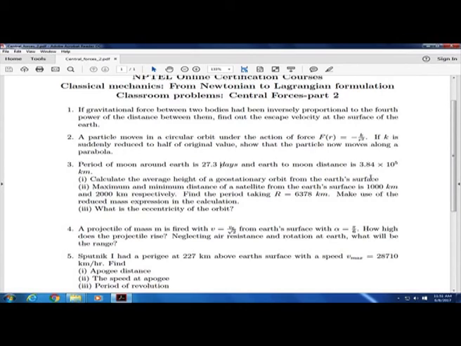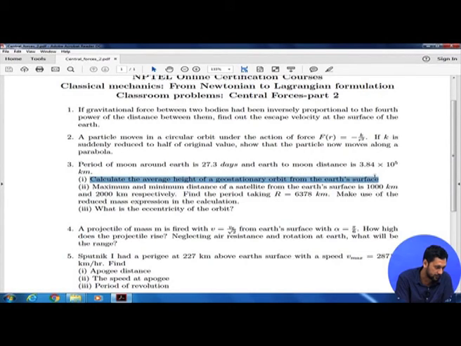Okay. So, problem number 3: the period of the moon around the earth is 27.3 days, and the earth to moon distance is 3.84 into 10 to the power 5 kilometers. Okay. So, there are 3 parts to this problem. For this class we have maybe only 2 minutes left, so we will focus only on the first part: calculate the average height of a geostationary orbit from Earth's surface. Now, this is an application of Kepler's law.